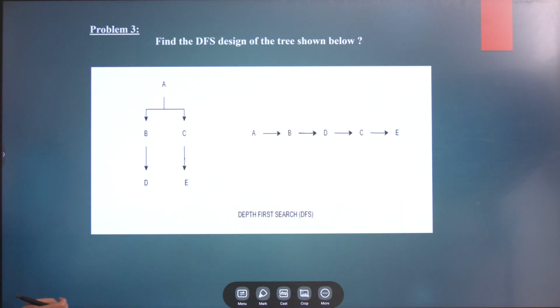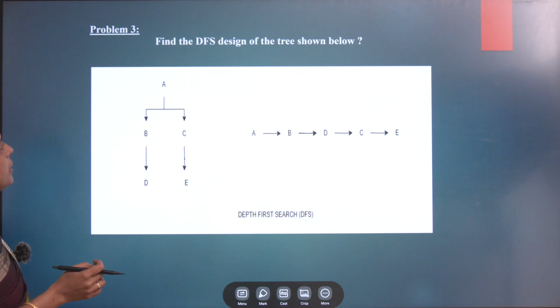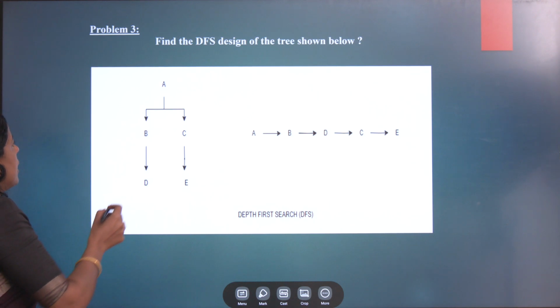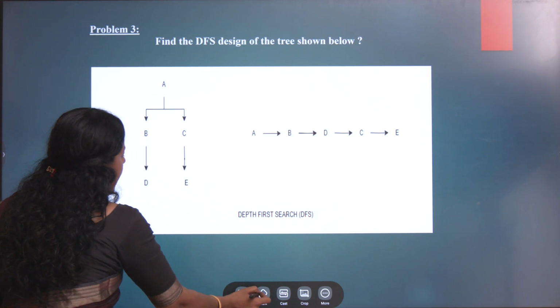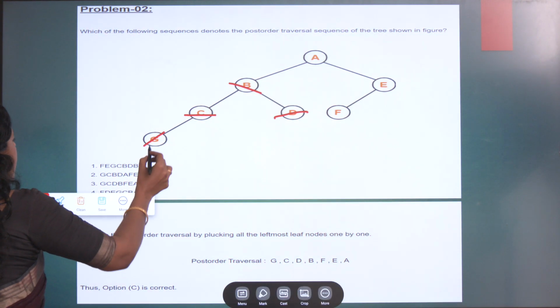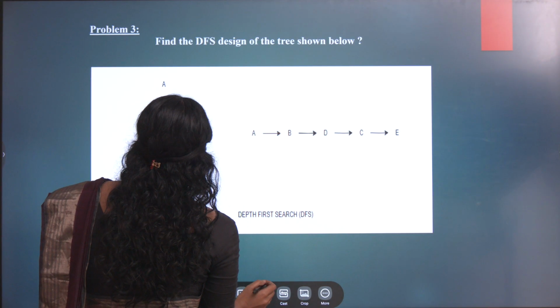So here is problem 3: find the DFS of the tree shown below, that is the depth first search. Here it moves along the depth. So this is a tree, and we have to find out the DFS. It will start from A.